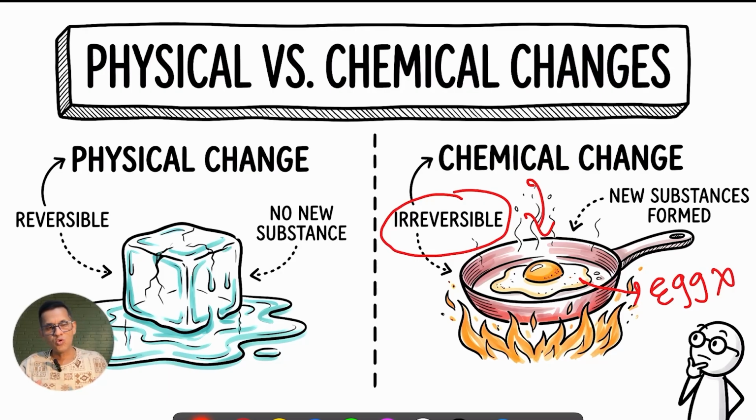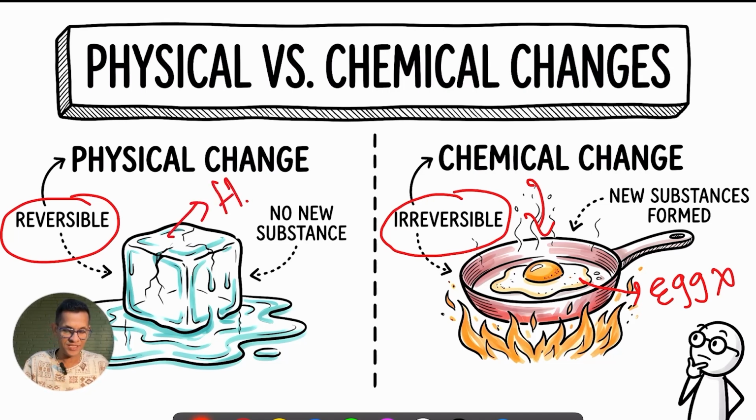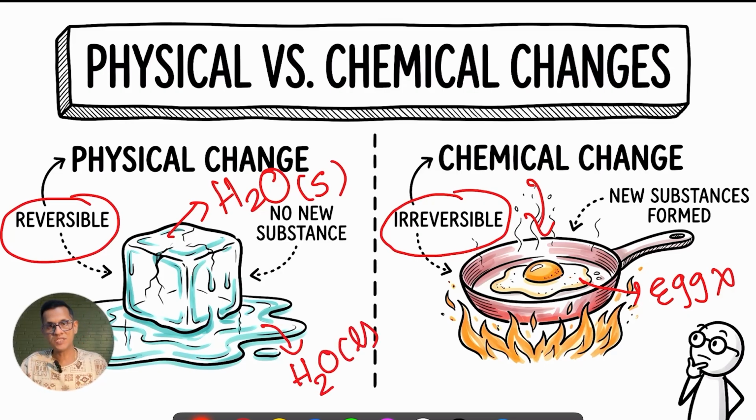Whatever we cook, mostly it is irreversible. On the other hand, physical changes can be reversible. For example, if I convert water into ice by keeping it in the freezer, it just solidifies. There is no change in the chemistry of the substance here. The formula of ice is H2O in the solid state, and the formula of liquid water is also H2O, but here the physical state is liquid. That's the only difference. There is no change in chemistry.